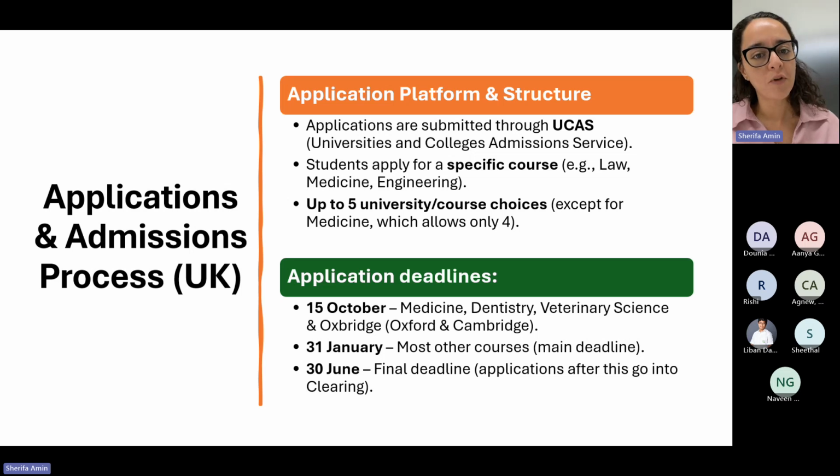The earliest application deadlines are for the 15th of October. Those are usually Oxford, Cambridge, medicine, dentistry, and vet school. The rest of the deadlines are the 31st of January, and then the final deadline is the 30th of June.